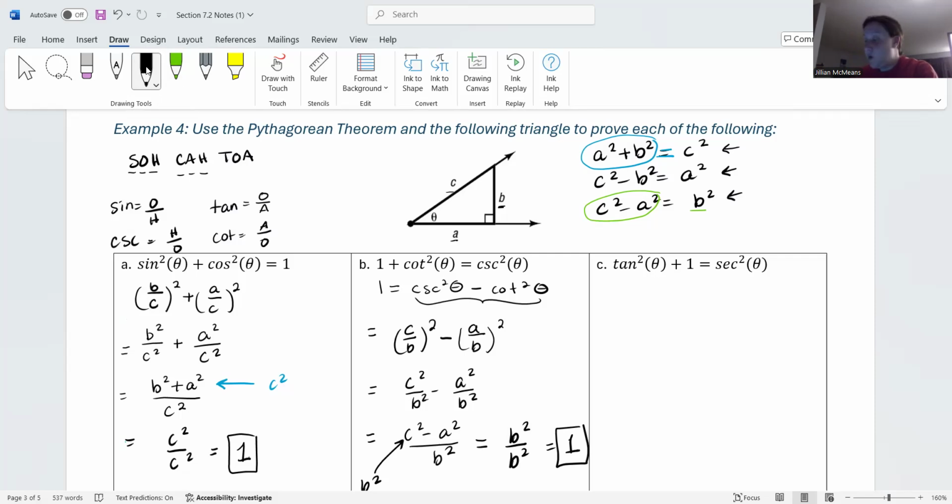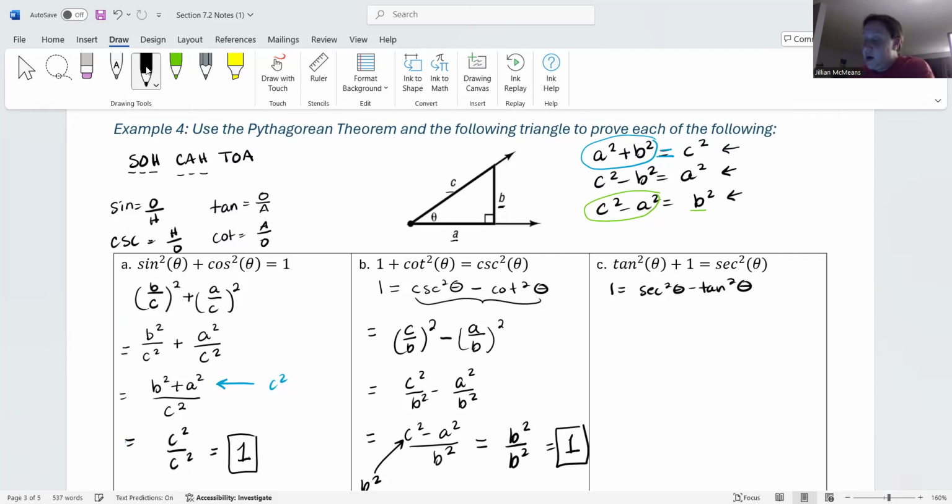Pythagorean identity. Okay, now for part C, we have tan squared theta plus 1 equals secant squared theta. Let's go ahead and kind of solve this for 1. So to get 1 by itself, I need to subtract tan squared theta from both sides. So that gives me secant squared theta minus tan squared theta.